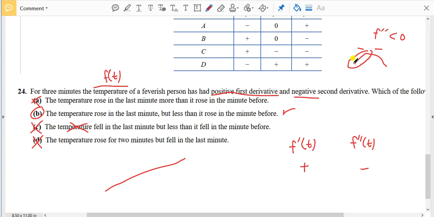So the temperature does rise here, but it's rising at a slower rate. That means in the last minute your temperature rose, but the rise before that is higher, or the last minute is less than the minute before that, because it's rising at a decreasing rate due to f double prime less than 0.